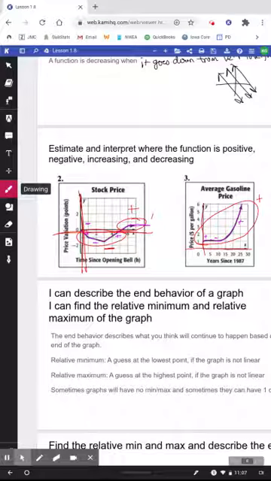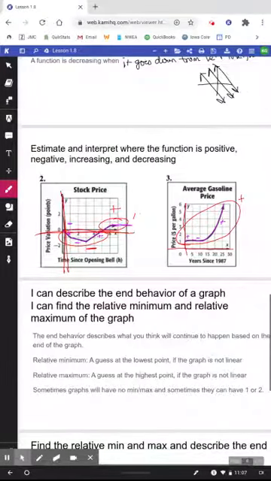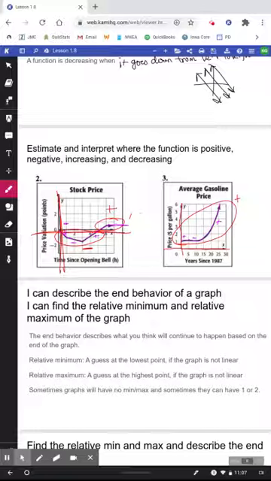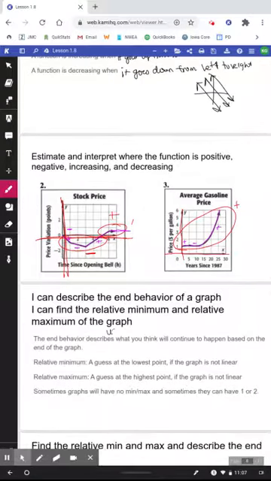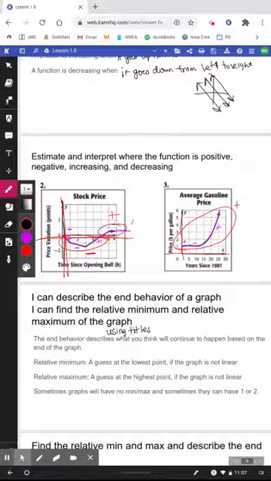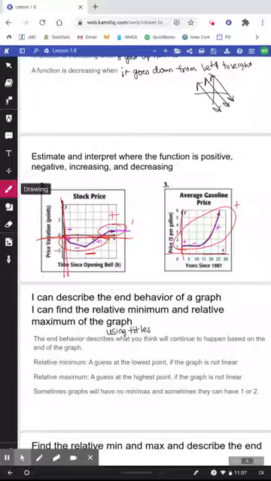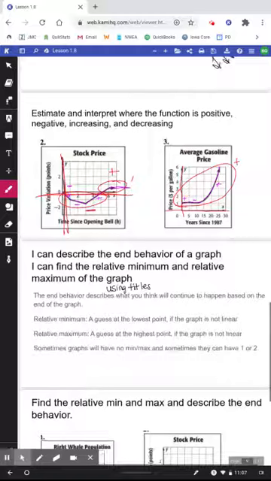I can describe the end behavior of a graph. I can find the relative minimum and relative maximum of the graph. So when it asks us to describe the end behavior of the graph, remember that we need to use titles. We're going to be using titles of the axes. And we're going to describe what we think will continue to happen based on the end of the graph. We're going to do that on the next slide, so I'm not going to give an example quite yet.